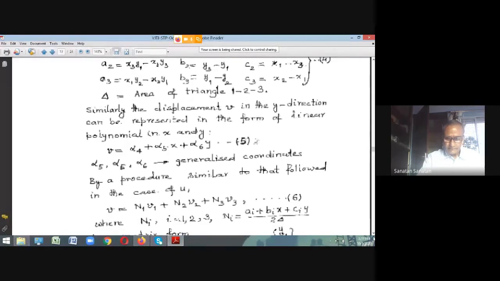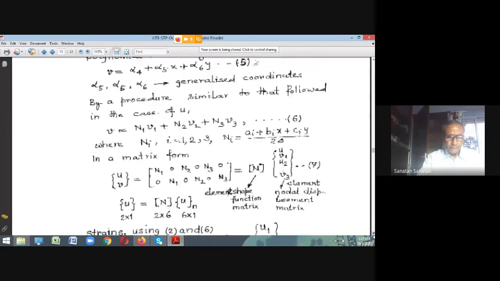Look here, that finally V at any point within the element is given by N1 multiplied by V1, the displacement of node 1, N2 multiplied by V2, displacement of node 2, N3 multiplied by V3, the y displacement of node 3. So, you see, it is again given in terms of a similar polynomial, and these N1, N2, N3 have the same expression as in the case of U, and that's what is given here.